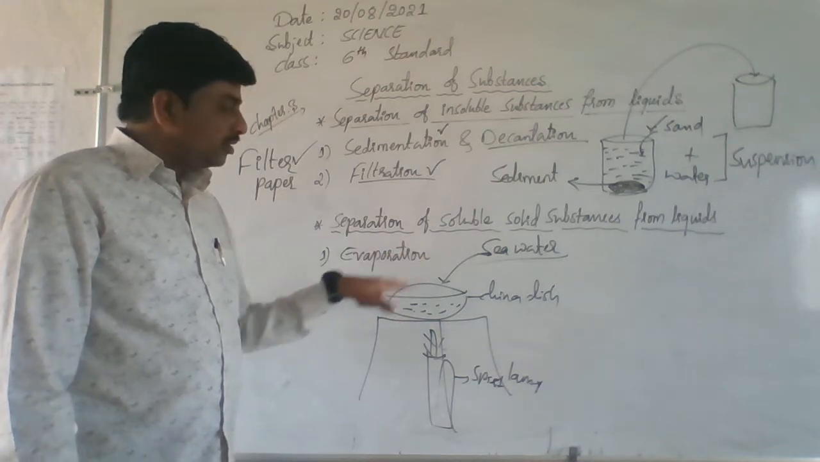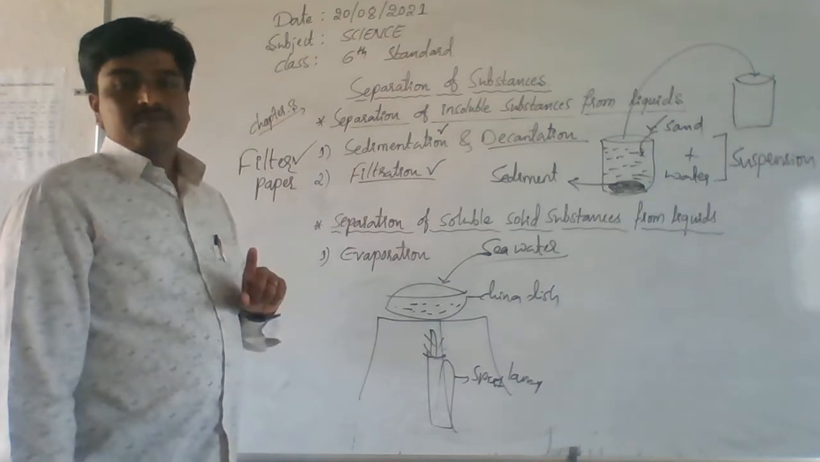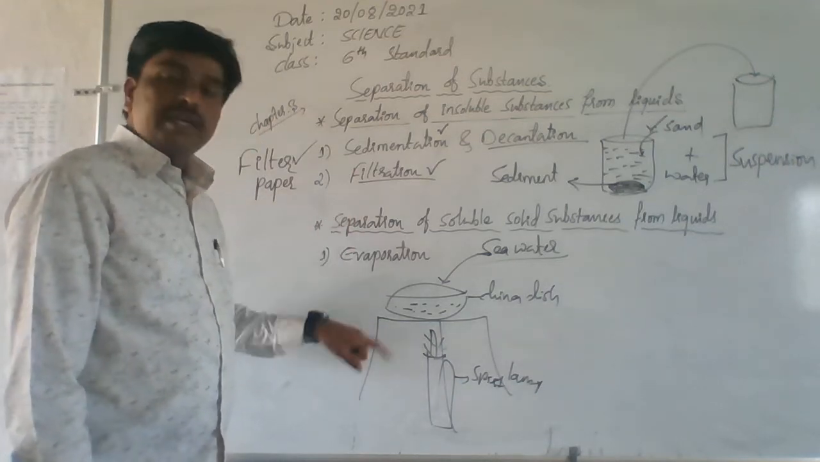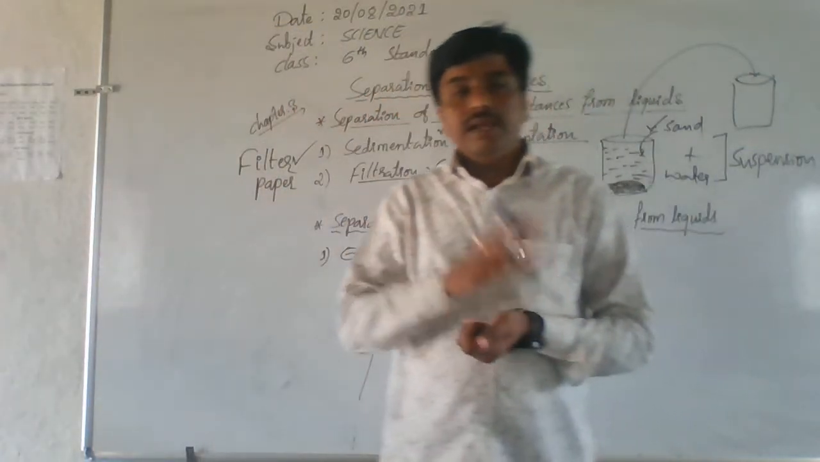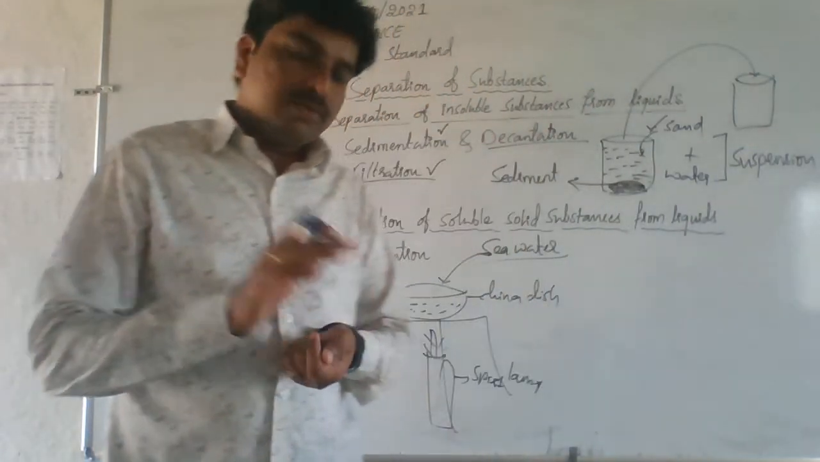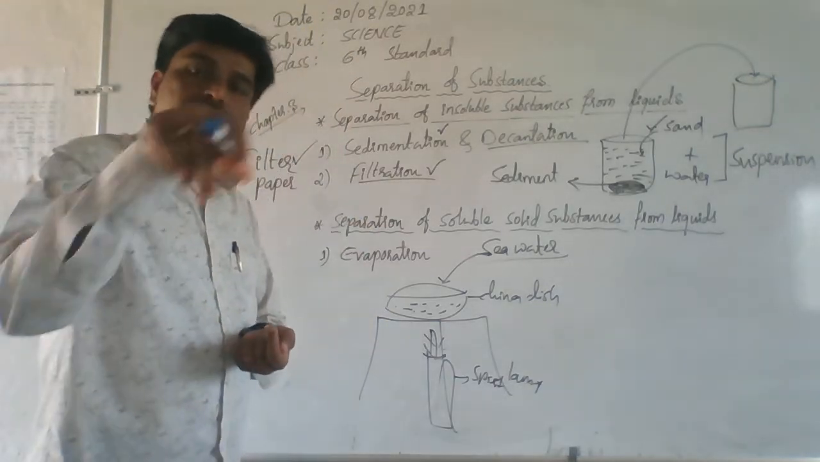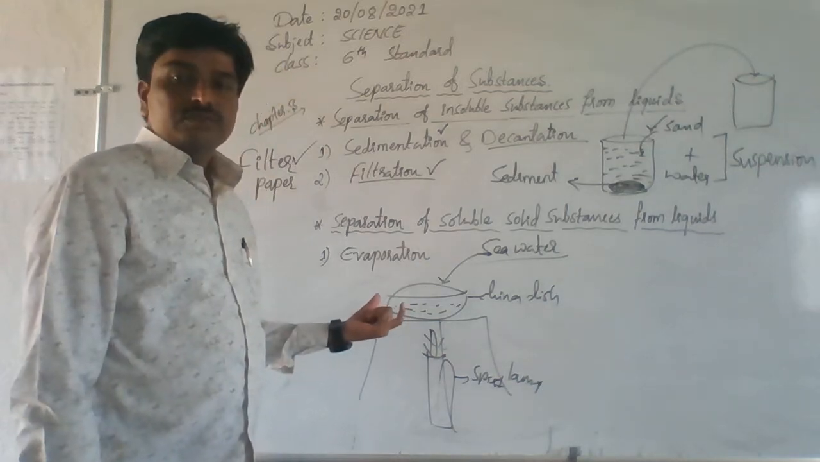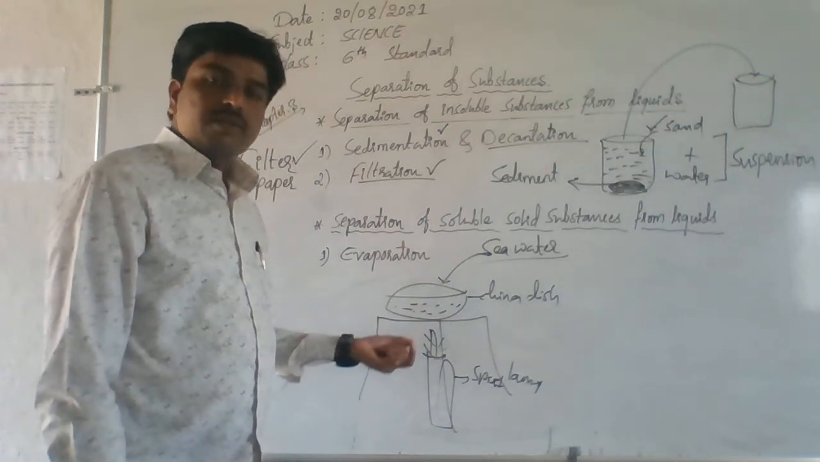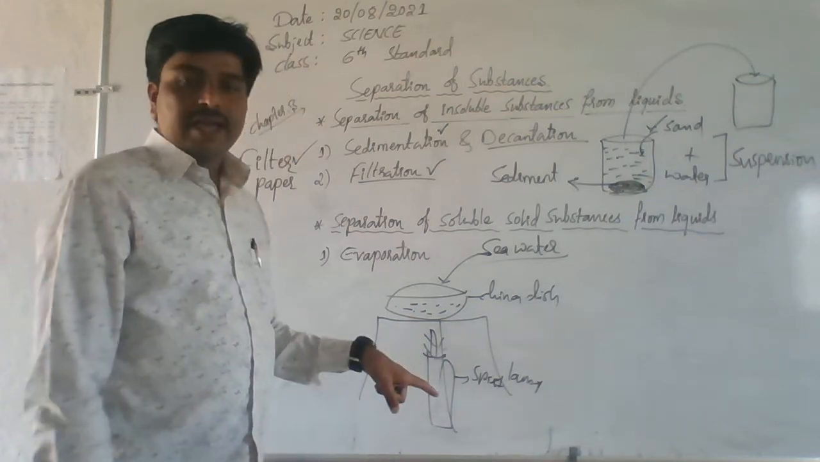What do you take as the solution in your China dish? Sea water. Start to heat that water until it evaporates. Why do we use this evaporation, sir? To obtain salt from sea water. Hence we are taking sea water in a China dish and heating it with the help of a spirit lamp.